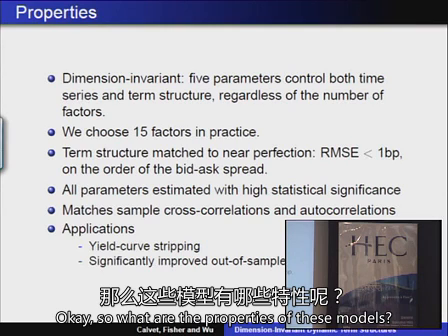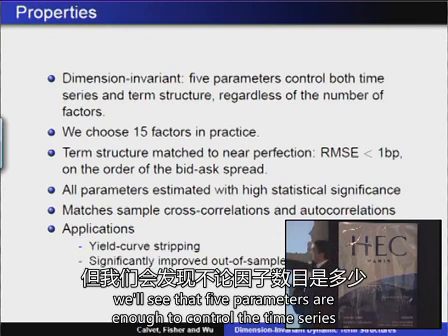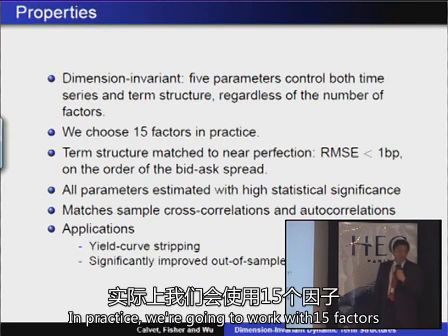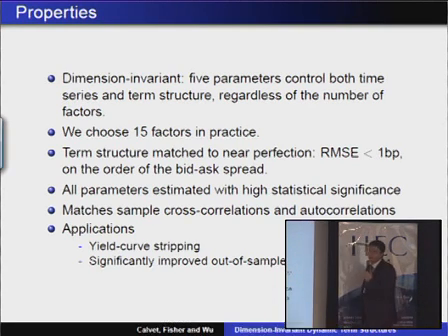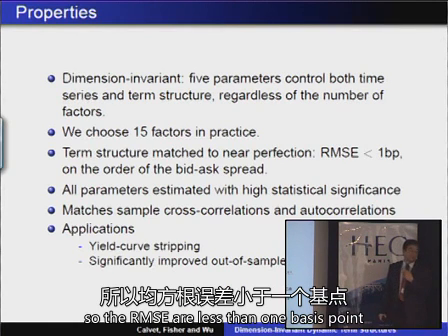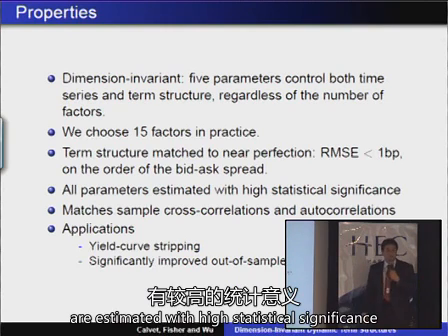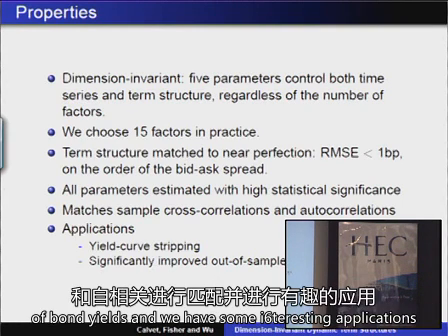What are the properties of these models? Even though we have an arbitrary number of factors, we'll see that 5 parameters are enough to control the time series and the term structure, regardless of the number of factors. In practice, we're going to work with 15 factors. We're going to see that the term structure is matched to near perfection, so the errors are less than 1 basis point, which is less than the order of the bid-ask spread. We'll see that the parameters are estimated with high statistical significance. We match well the sample cross-correlations and autocorrelations of bond yields.